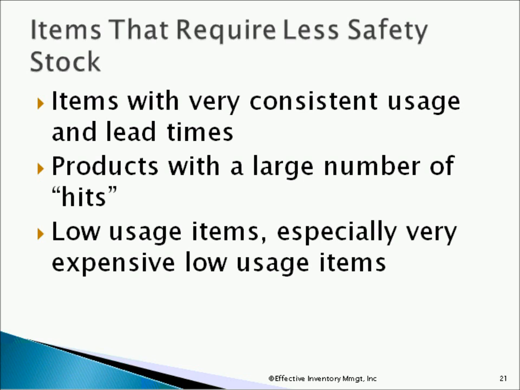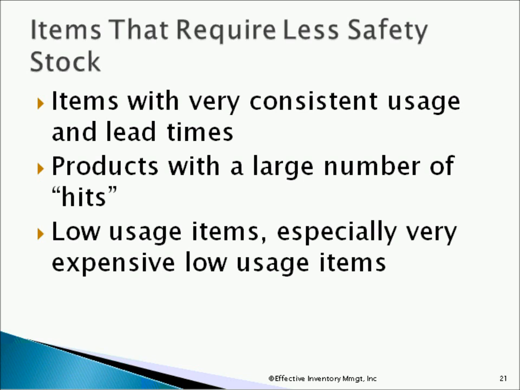Items that have very consistent usage and lead times. If you know exactly what you're going to sell or use of an item, or you have a very good idea, or the lead times are very consistent, you don't need much safety stock for that item. Products with a large number of hits, remember hits are transactions, hits are sales, require less safety stock. Why? Because the more times you sell a product, the more accurate your forecasts are going to be.